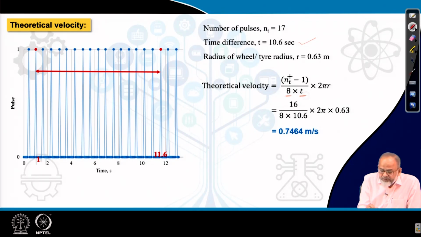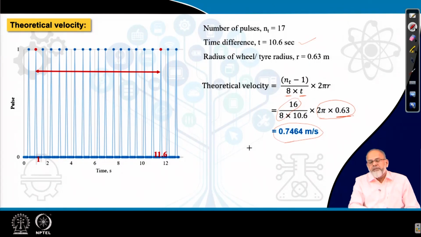So, time we know, number of spikes we have counted, then we try to find out the theoretical speed by knowing the radius of that shaft, that wheel. The shaft is attached to the wheel, so whatever the rotation or RPM of the wheel, the same RPM will be there for the shaft. In one revolution it is covering 2 pi r distance. For 16 by 8, that means 2 revolutions. So, 2 revolutions into 2 pi r divided by the time will give you the theoretical speed.